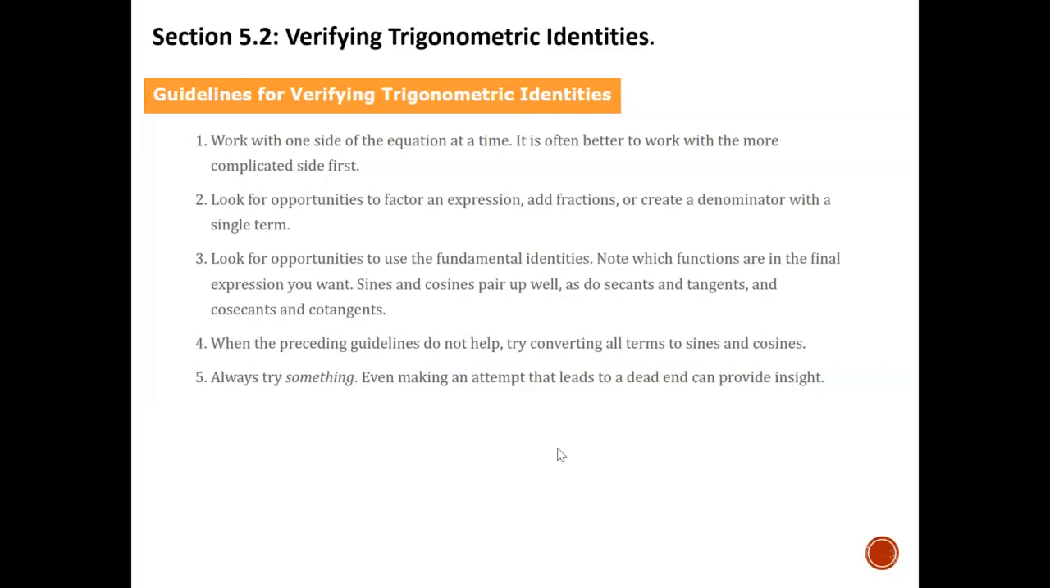They're talking about the Pythagorean identities there, guys. When the preceding guidelines do not help, try converting all terms to sine and cosine. You see, that's the last resort. Convert everything to sine and cosine, and then try to see something that you can simplify. Always try something, guys. Even making an attempt that leads to a dead end can provide insights. Okay, so let's see here.